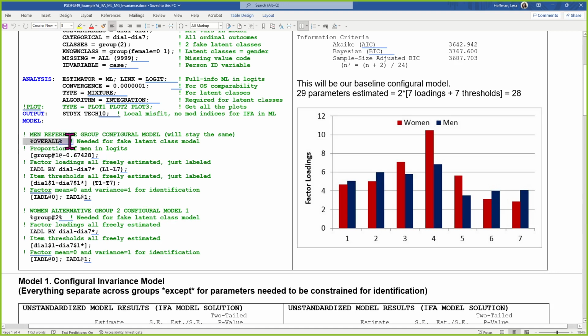But we have this overall model in which I tell it how many men there are by converting the proportion of men in the sample into logits. Otherwise, this is going to become an estimated parameter that I don't want. Then for the rest of it, I have the loadings, the thresholds, the factor mean and variance fixed to 1, and then I have this group 2 percent sign group, number 2 percent sign, and I will selectively apply the labels in steps of metric and in steps of scalar as before.